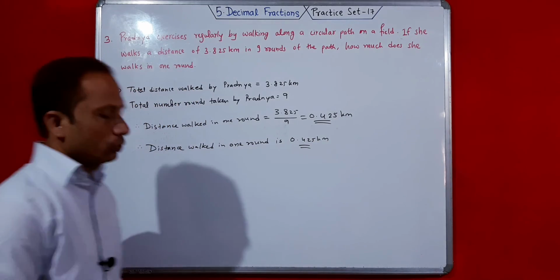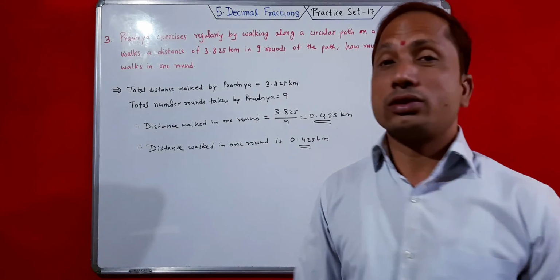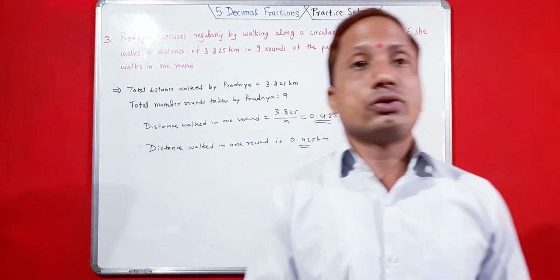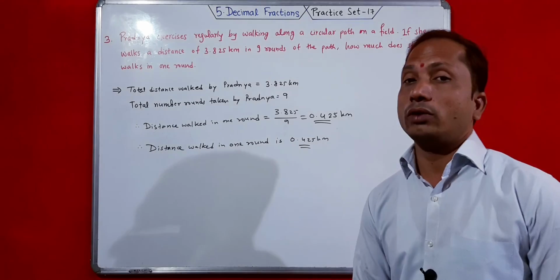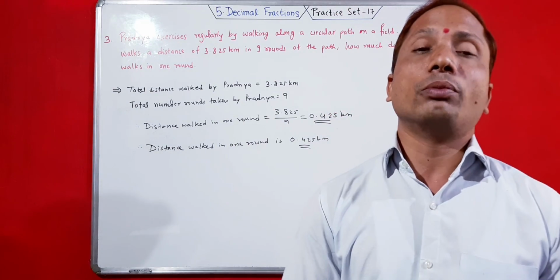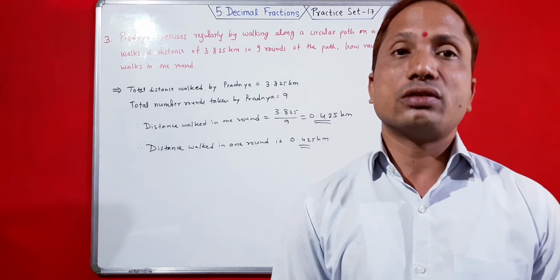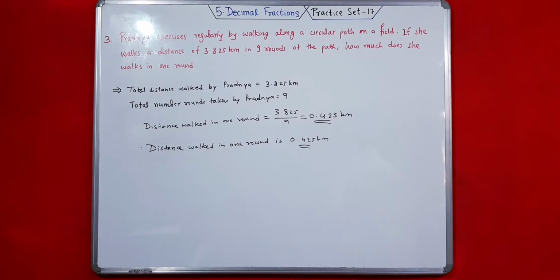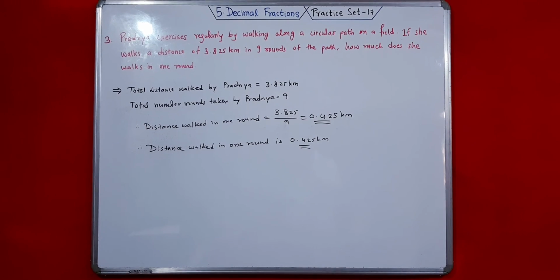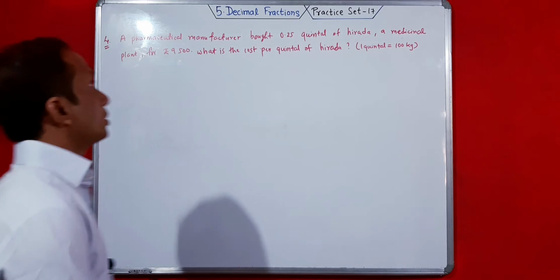Very easily you can do this calculation because everything is given. Just write the formulas, use the formula and solve this problem. So this is question number 3. We have solved it, and now we are going to solve question number 4, and this is the last question from practice set 17 of the decimal fractions lesson.